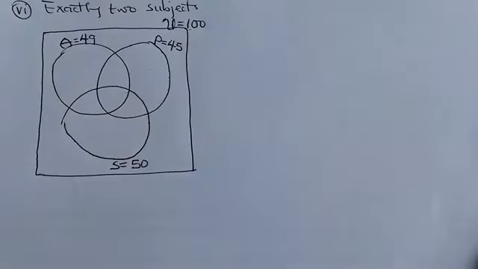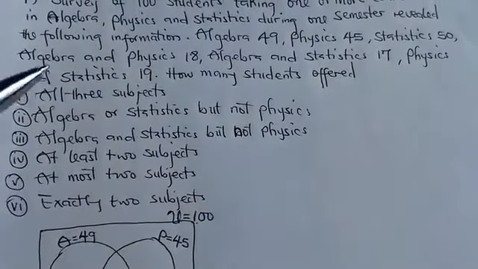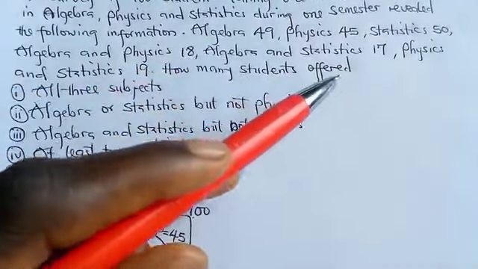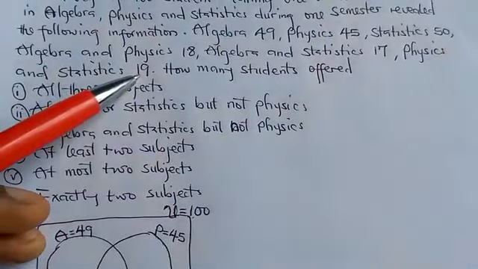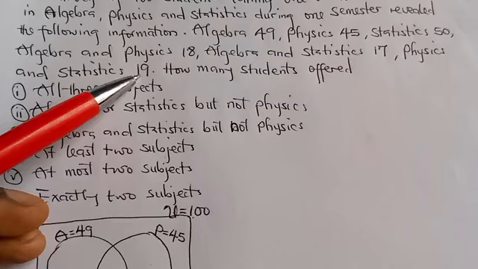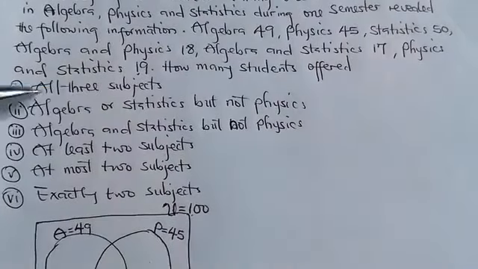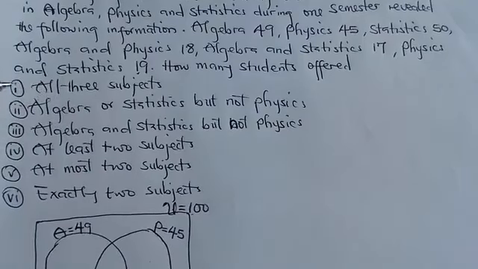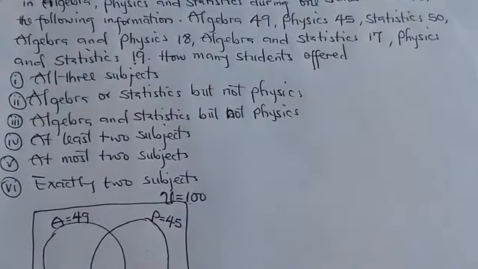So for us to get the information fully represented, we are told that algebra and physics, there are 18 students. Algebra and statistics, 17 students. Physics and statistics, 19 students. Right? But we are not told how many students offer the three subjects. That is the point of intersection between the three subjects. And of course, that is why the first question here says, how many students offered all three subjects? It's a responsibility for us to find that value.